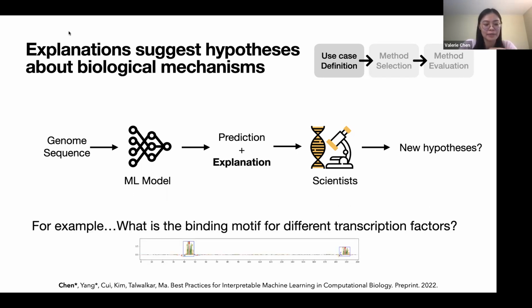So consider, for example, you might have a model trained on DNA sequences, and what they care about is identifying new binding motifs for different transcription factors. And the way that prior work has identified new hypotheses is by looking at clusters of these sequences that have high importance as attributed by different explanation methods.